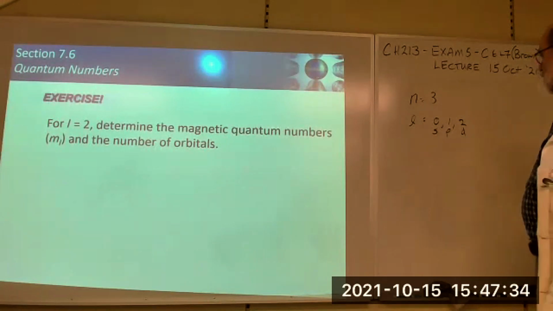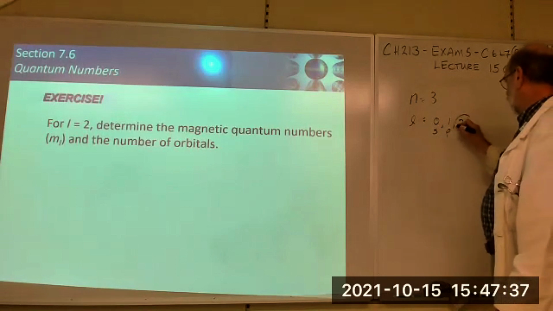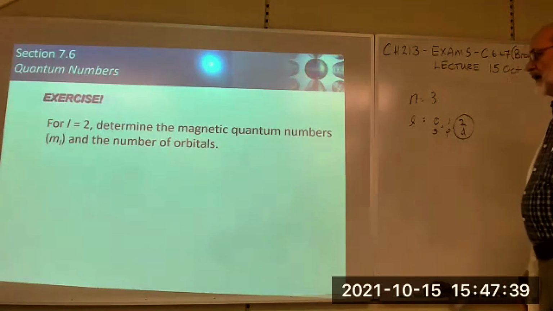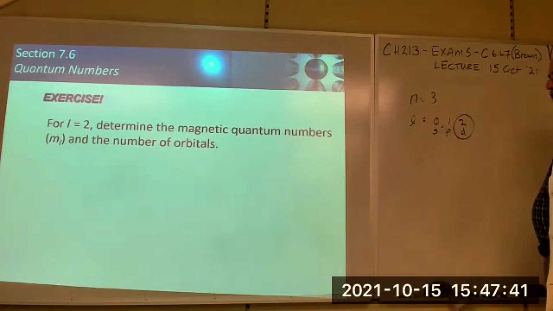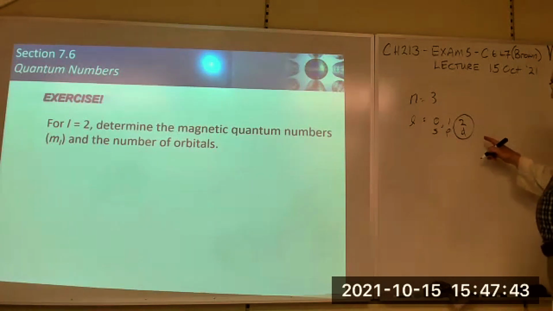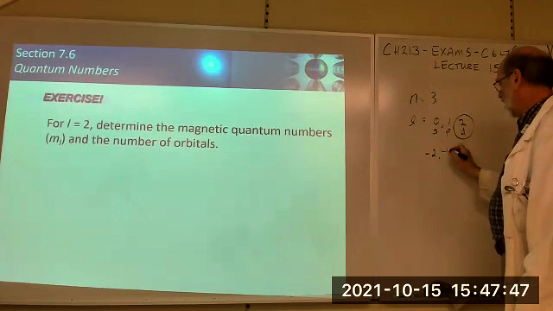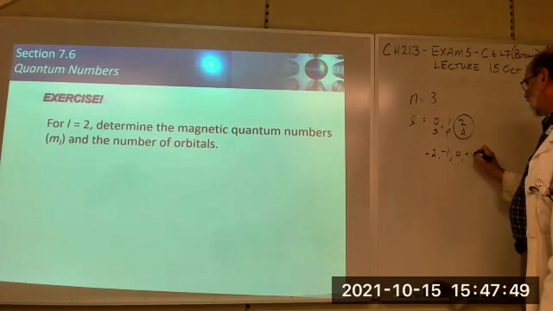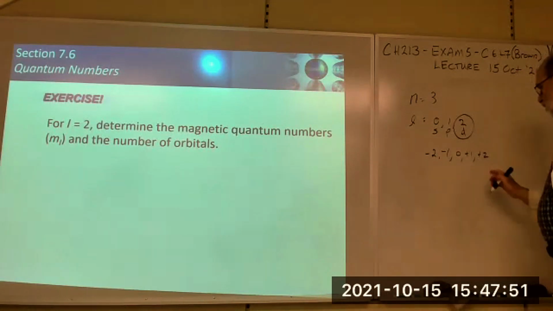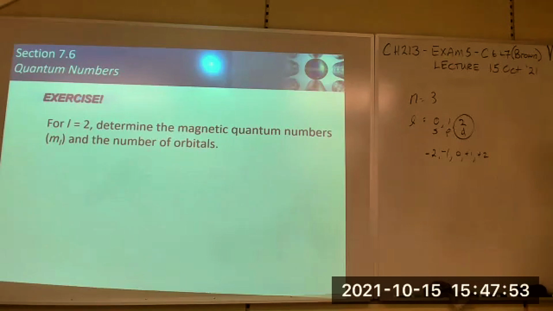For L equals 2, so let's say we have L equals 2 here, what's the magnetic quantum number and the number of orbitals? So 2 means we can have -2, -1, 0, +1, +2. So we can have 5 orbitals at that level.